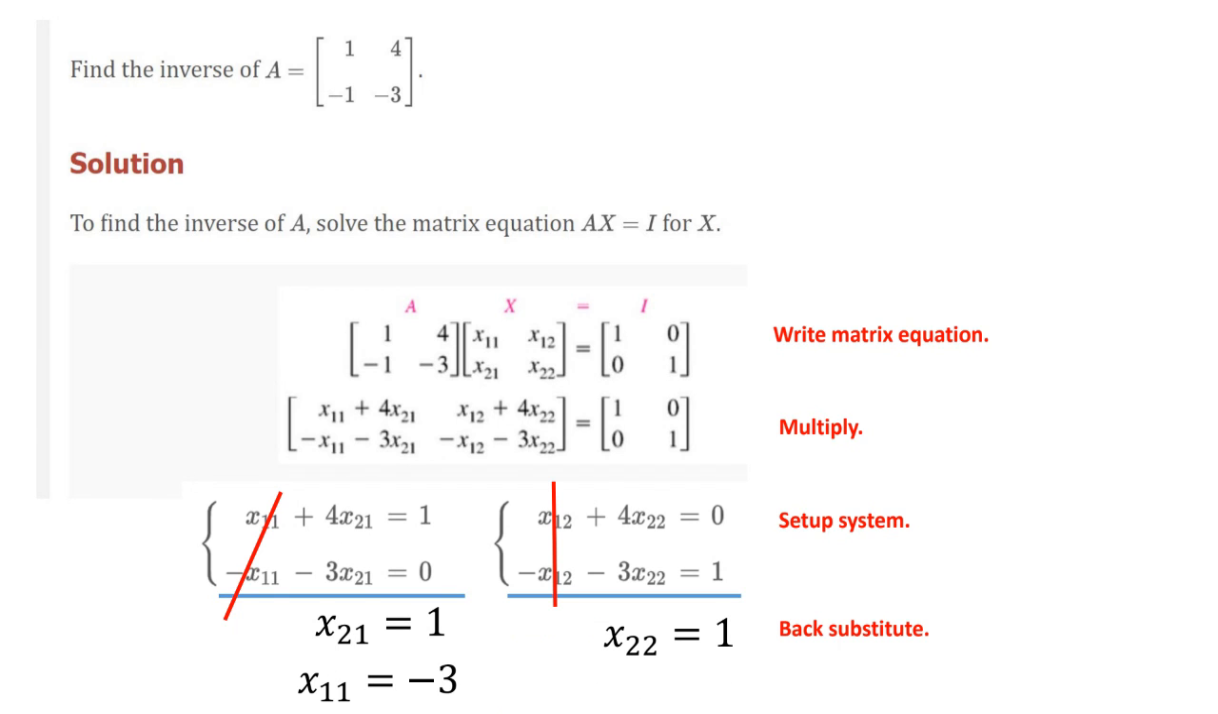Now I'm going to do the same thing for the right side. I can add these two together, and this would cancel. Then 4x22 minus 3x22 gives me a positive x22, and 0 plus 1 is 1.